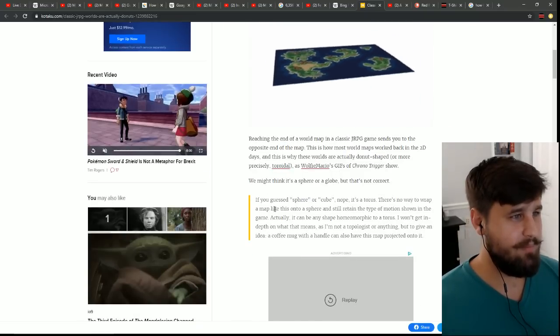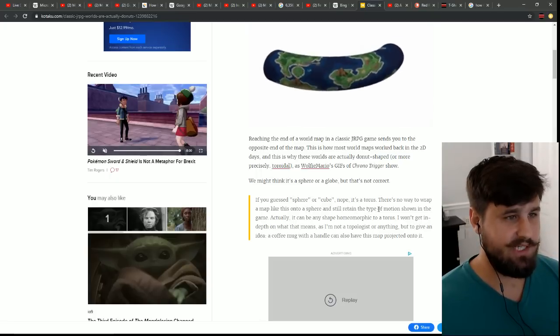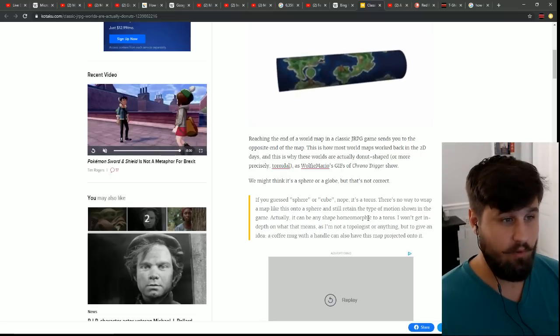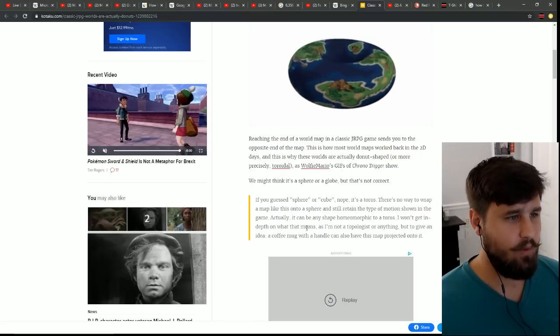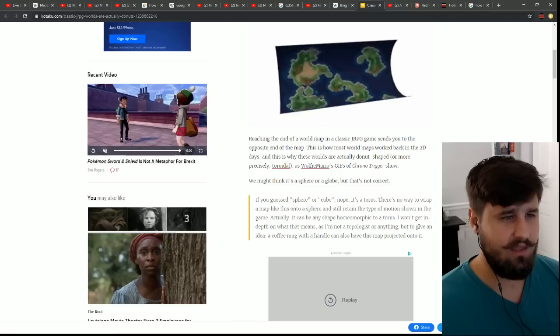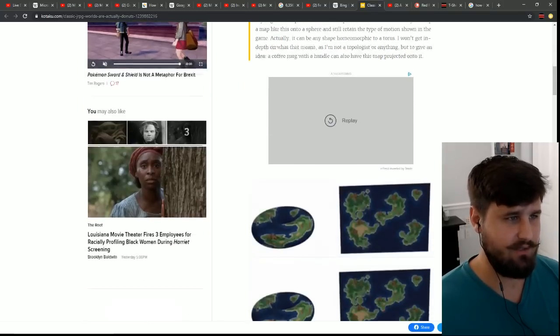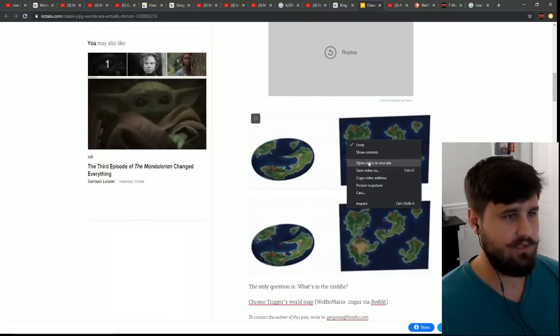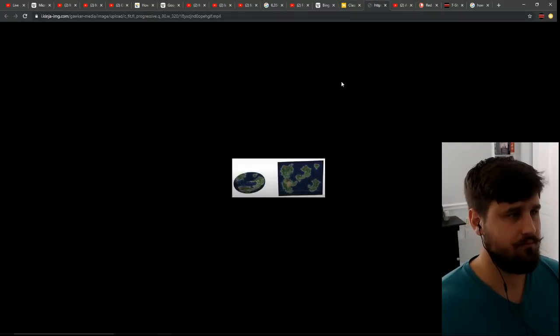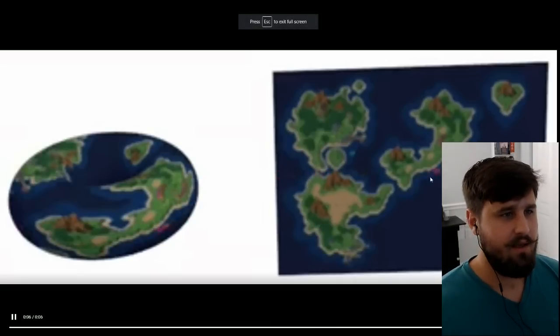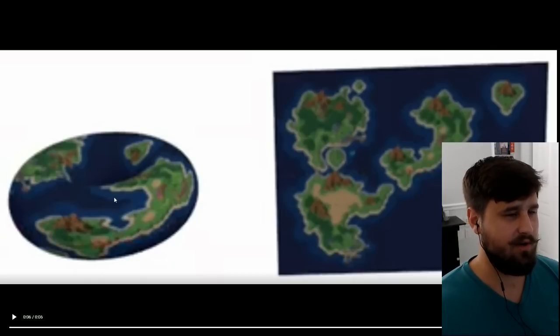There's no way to wrap a map like this onto a sphere and still retain the type of motion shown in the game. Actually, it can be any shape homeomorphic to a torus. I won't get in depth on what that means, as I'm not a topologist or anything, but to give an idea, a coffee mug with a handle can also have this map projected onto it. And here it shows, well, that's low quality, but it shows a little red dot going across the flat map, and then what it looks like going across the toroidal shape. Yeah, it's a donut. Maybe we live on a donut.